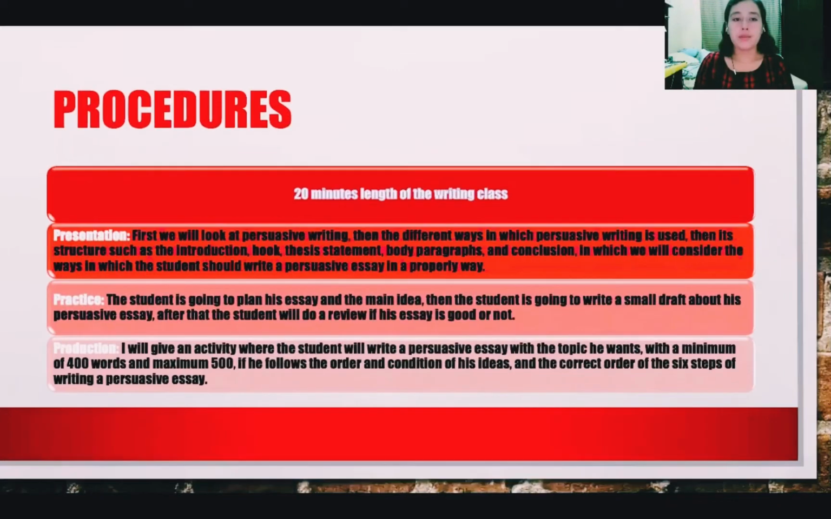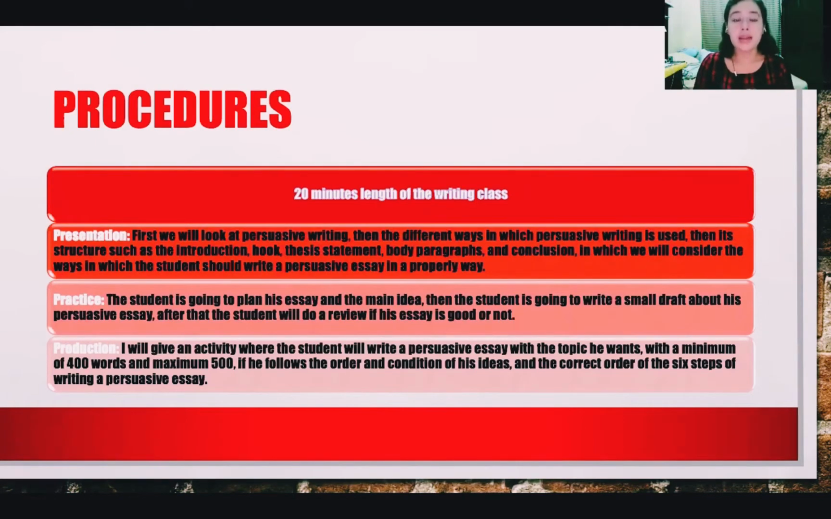We have the following: the procedures. The writing class lasts 20 minutes, and the presentation is going to be developed like this. First, we will look at persuasive writing, then the different ways in which persuasive writing is used, then its structure, such as introduction, hook, thesis statement, body paragraph, and conclusion, in which we will consider the ways in which the student should write the persuasive essay in an appropriate way.